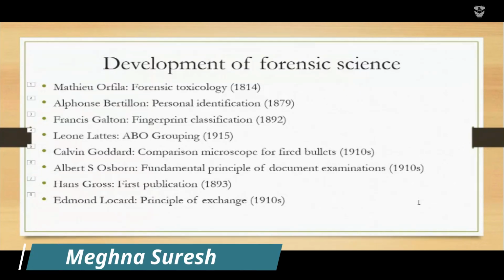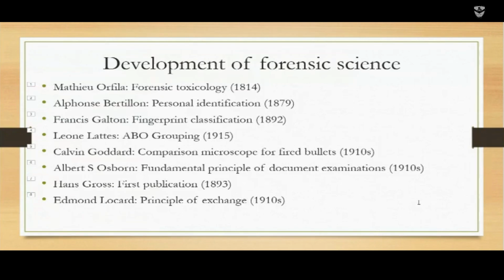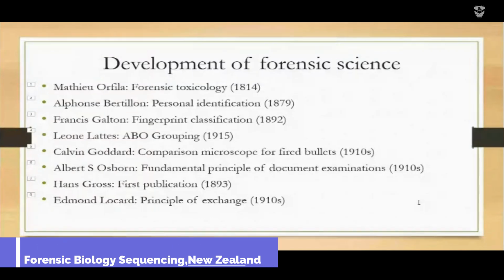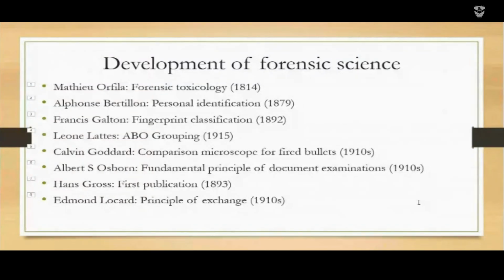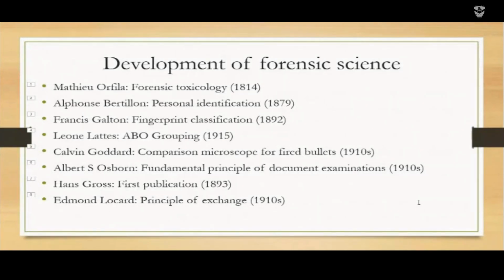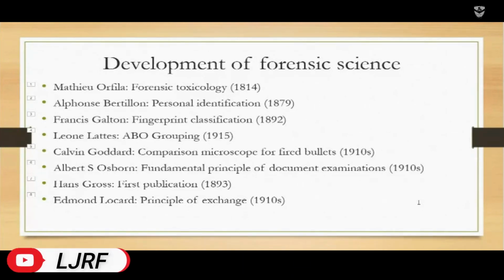The next important person is Leone Lattes. You all might have heard about ABO grouping, right? We have A blood group, B blood group, AB, and O, and there will be positive or negative based on the presence or absence of Rh factor. It was Leone Lattes who devised a relatively simple procedure for determining the blood group from dried blood stain. It was a technique they used frequently, and it was immediately implemented in crime scene investigation.